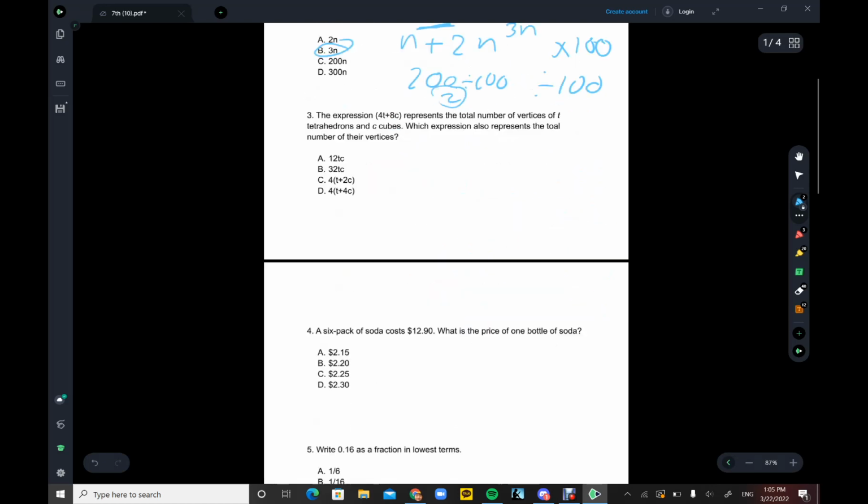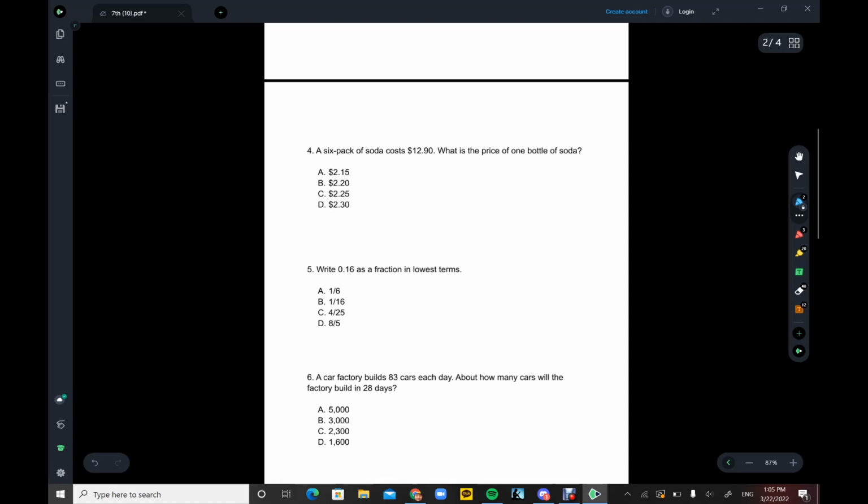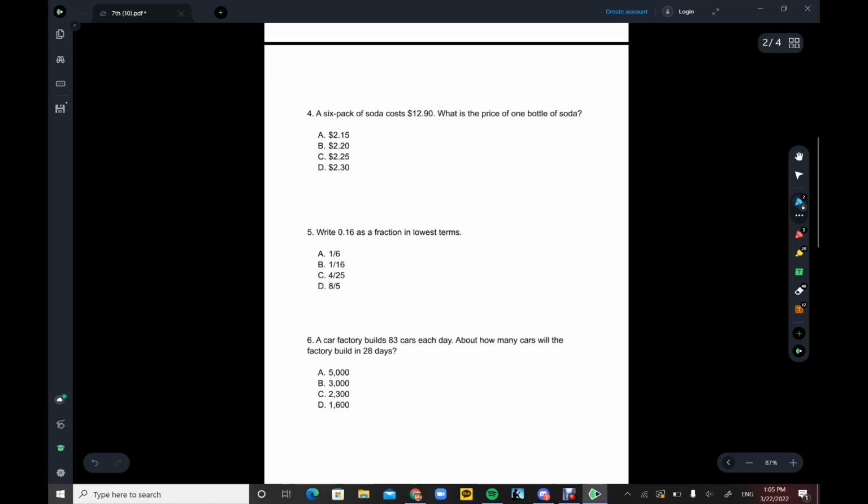Let's go to number 4. A 6-pack of soda costs $12.90. What is the price of one bottle of soda? So this is very simple. Since this pack is a 6-pack, that means there's 6 sodas in one pack. So if you want to find the price for one bottle of soda, then you just need to do $12.90 divided by 6.